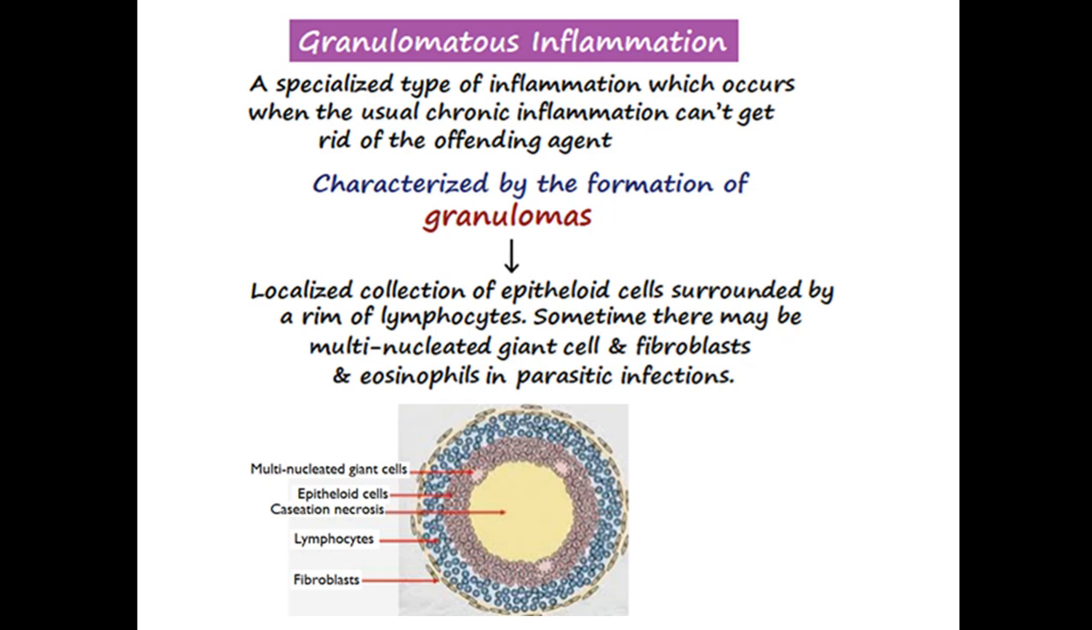Now, what is the characteristic of granulomatous inflammation? Chronic granulomatous inflammation is characterized by the formation of granulomas. And these granulomas have such a typical and specific picture and appearance on microscopic and even sometimes on gross examination, for example in tuberculosis, that we identify the disease and the causative agent.